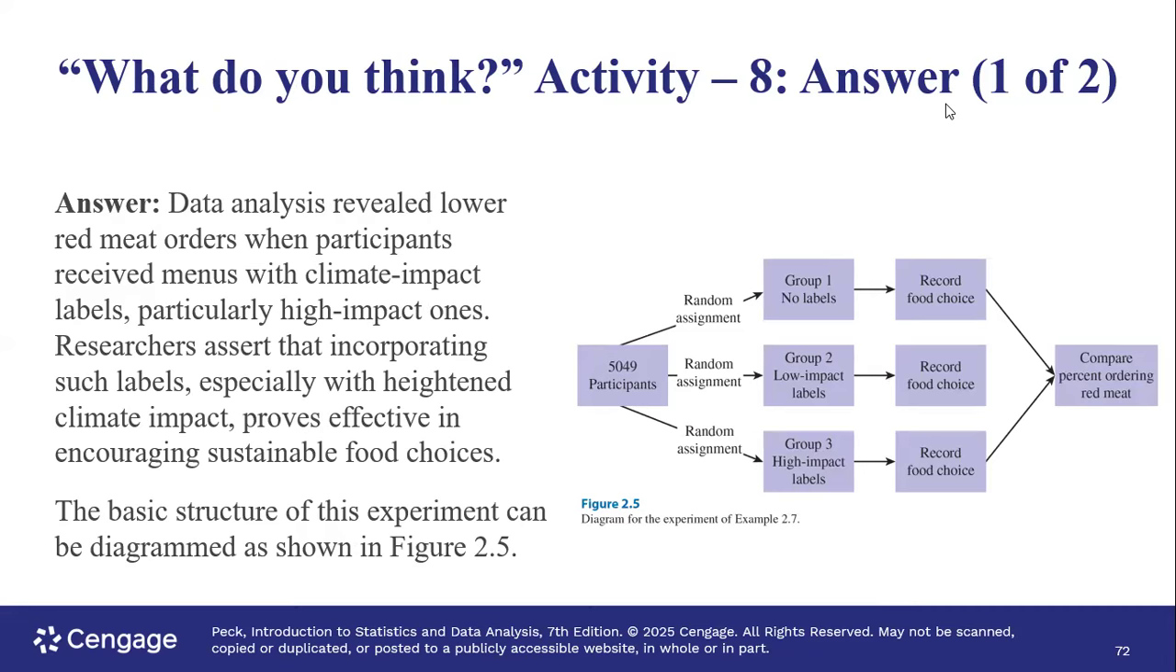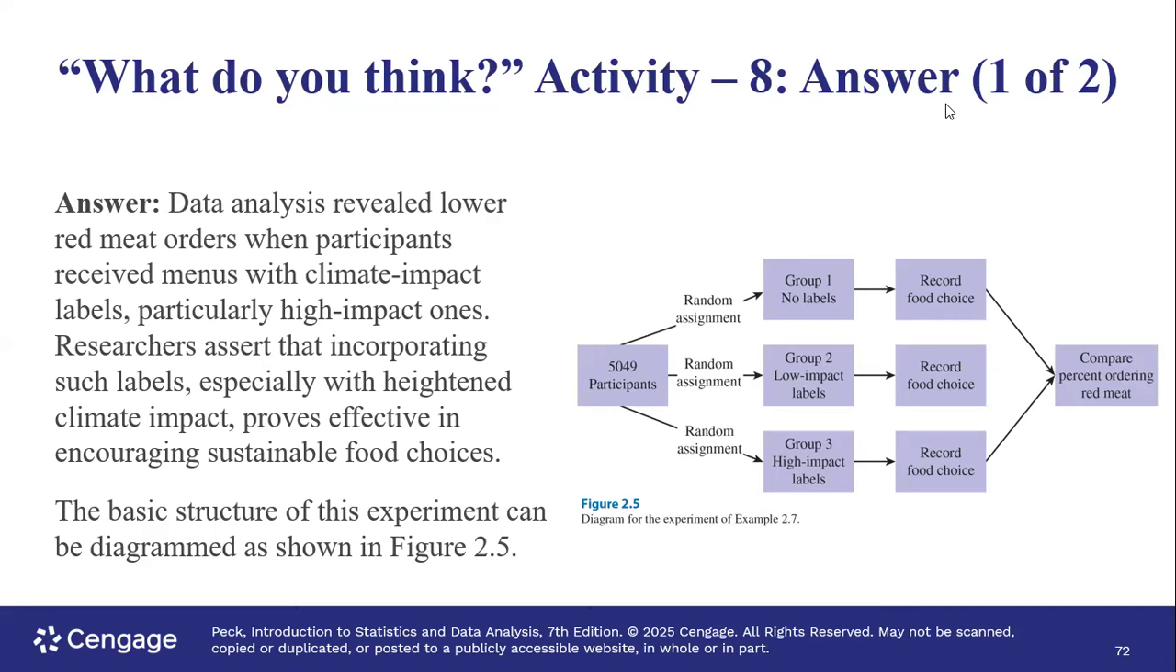Data analysis revealed fewer red meat orders when participants received menus with climate impact labels. Group 1, no labels. As you can see, three branches come out from the left block. One of them was group 1, and volunteers were randomly assigned to that group. They got no labels showing the effect on the climate of the foods they're having. No labels, and record what food they chose.